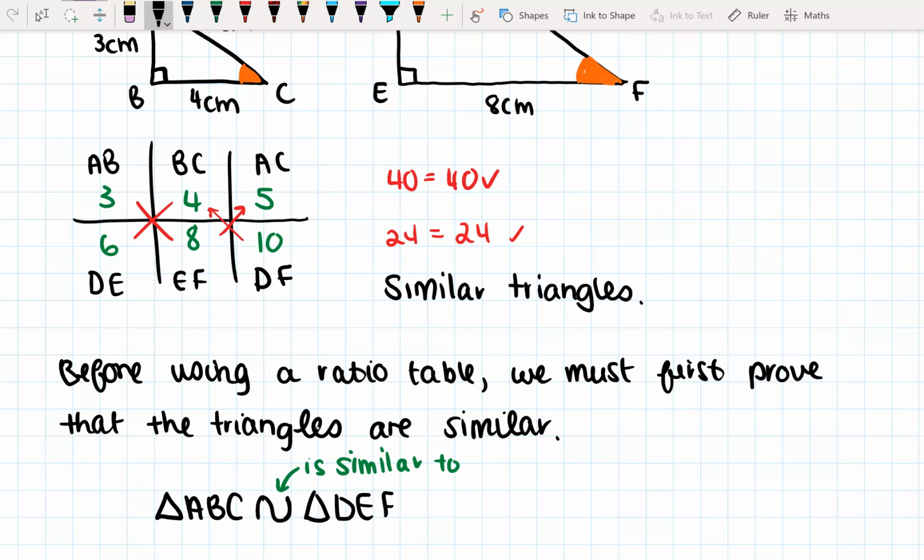Now when we do similar triangles, as I said, firstly we need to prove that we have similarity. Now for your first lot of exercises, that's going to be pretty simple.